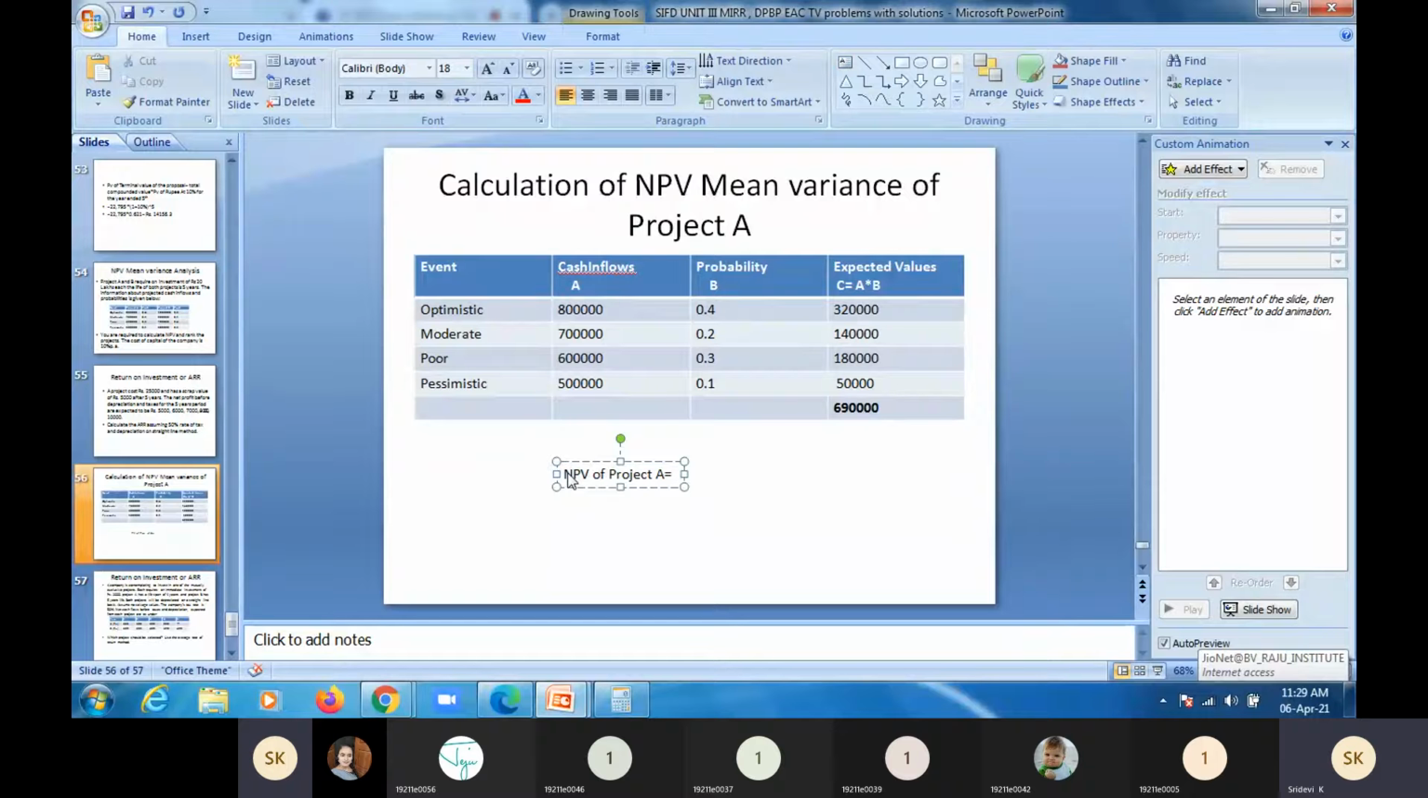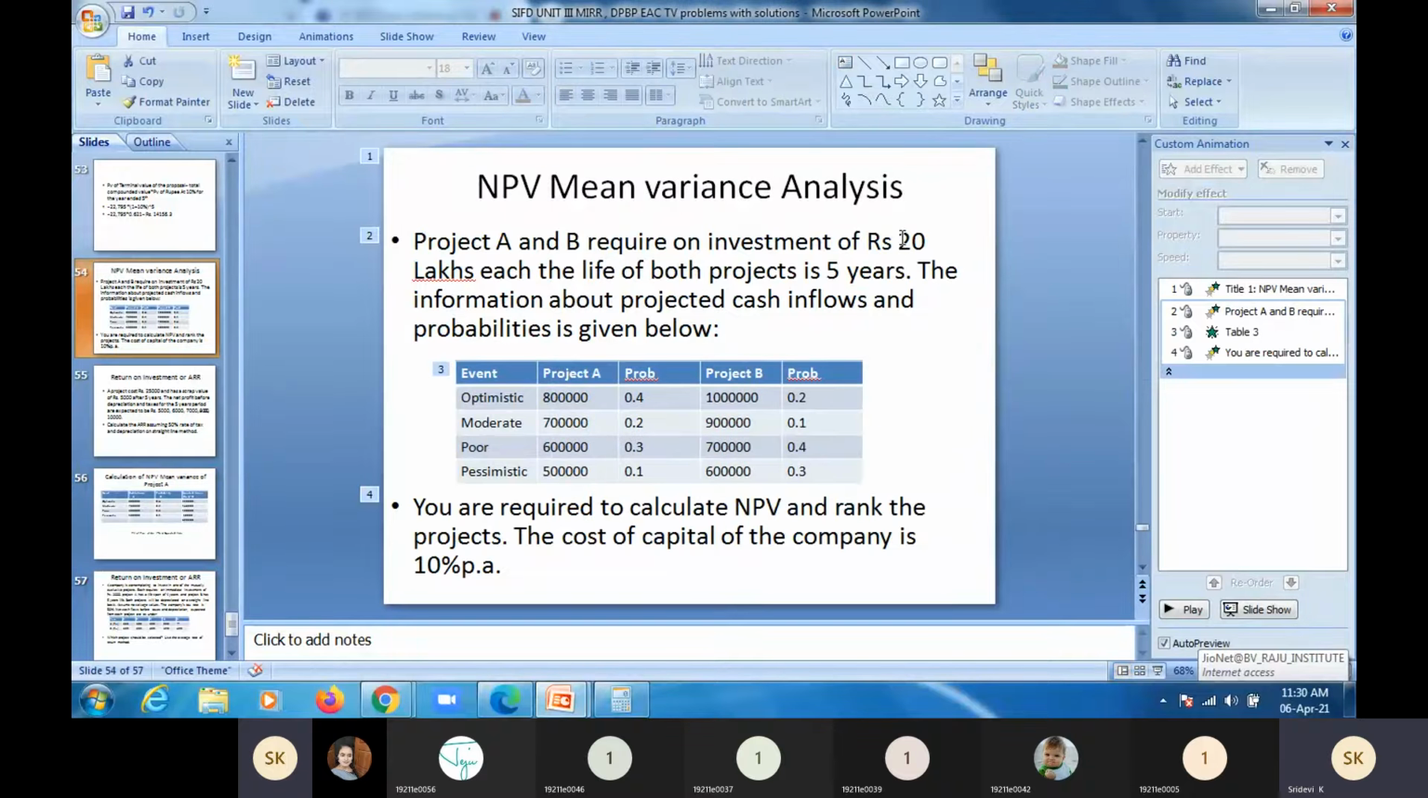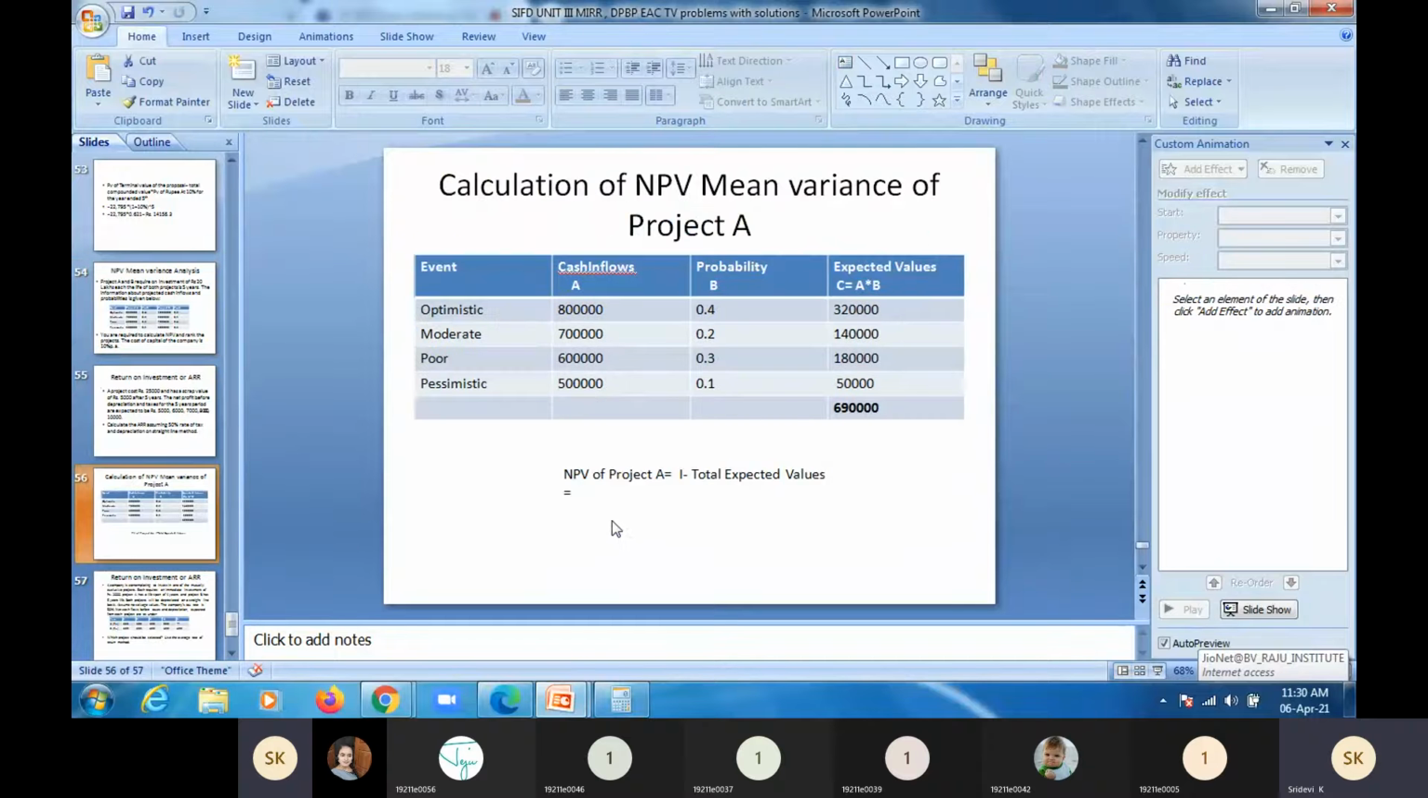So with the expected values, what is the formula to calculate NPV? It is I minus total expected values. Okay. So now what will be the value here? I is nothing but the initial investment. Okay. I is investment. Investment, how much is it given in the problem? See here in the problem. The investment of rupees 20 lakhs, right? So I is equal to 20 lakhs.